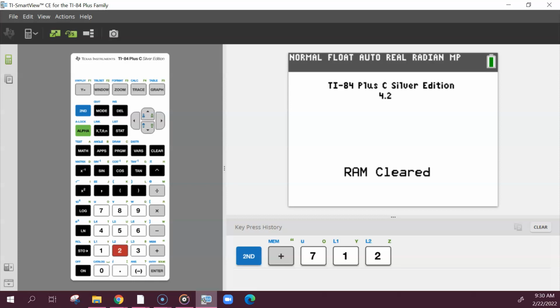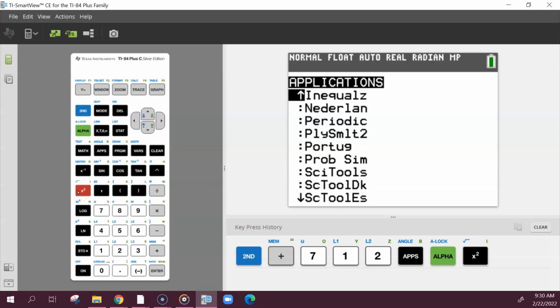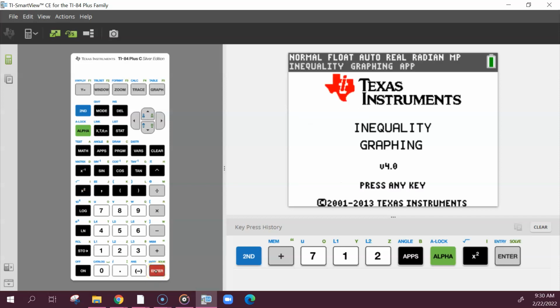And then just like we checked this for the regular graphing, we're going to do the same thing. Go into apps next to math and find your inequalz. And press enter or go into it. And this screen should pop up. Apps and inequalz, enter. Mine is different because I have 11. You only have 4. So if you go into apps, you should immediately see inequalz. If you don't, let me know.